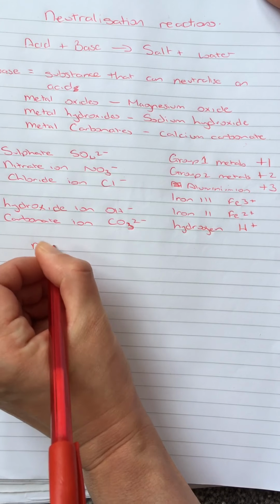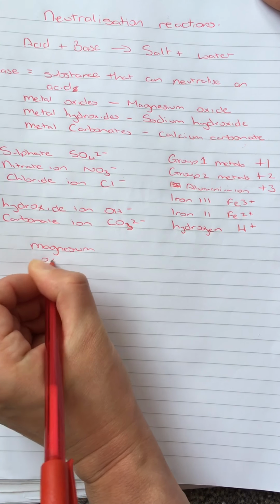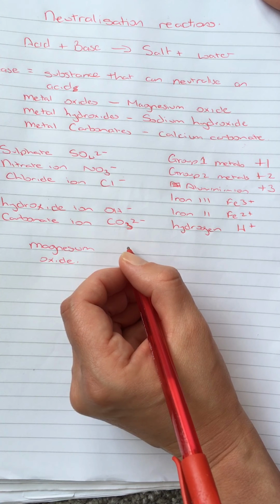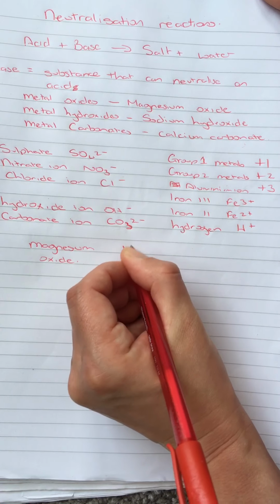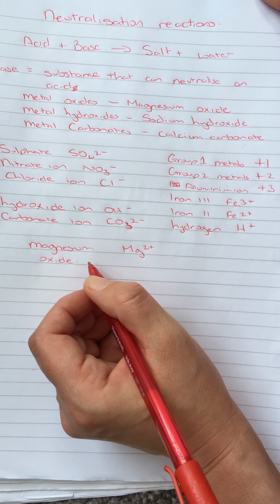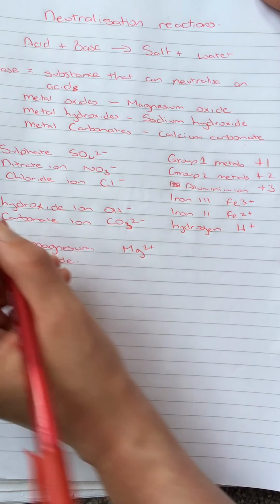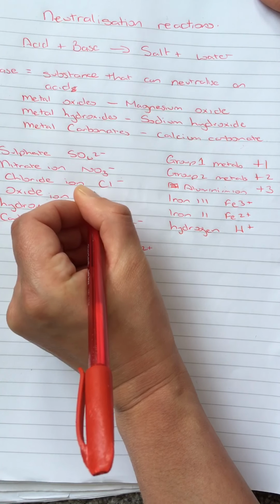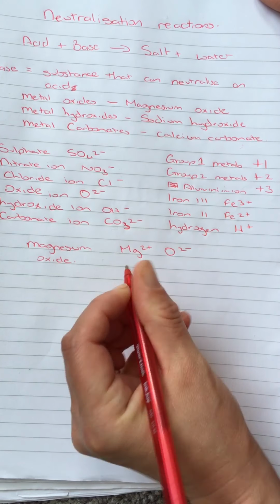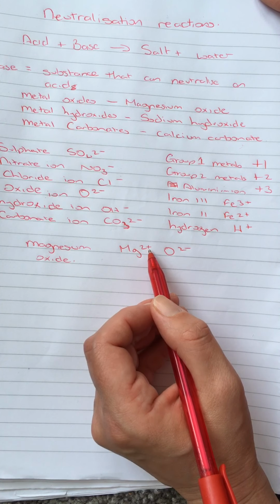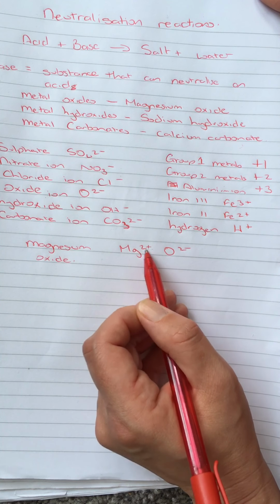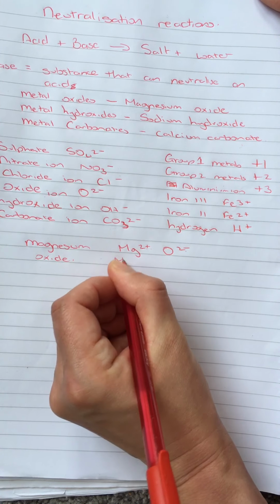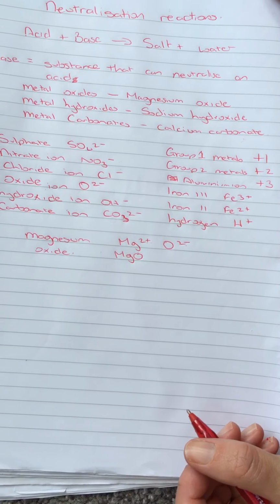So magnesium oxide. Okay, the magnesium ion, it's in group 2. So what would the charge be on that? It would be 2+. And the oxide ion, oh, I forgot to mention the oxide ion over here, didn't I? So the oxide ion is O2-. Okay, so O2-. If you remember back to what we looked at last time, these need to balance out to equal 0. So 2+ and 2-, they equal 0. So you only need one each of those. So the formula is MgO.